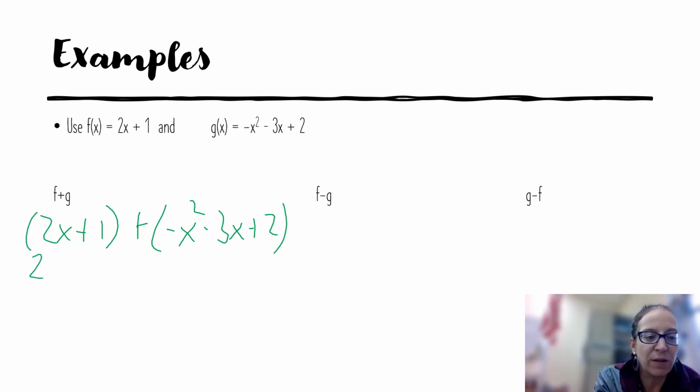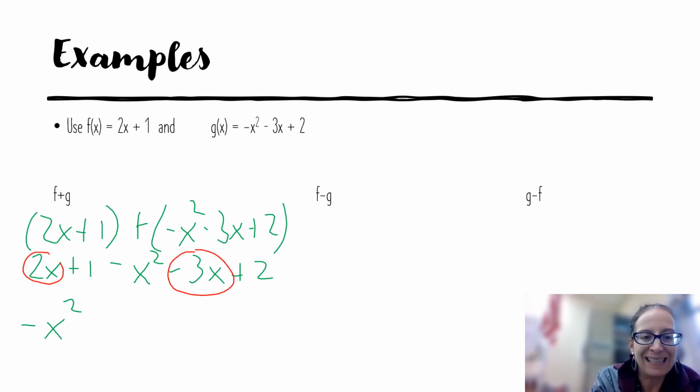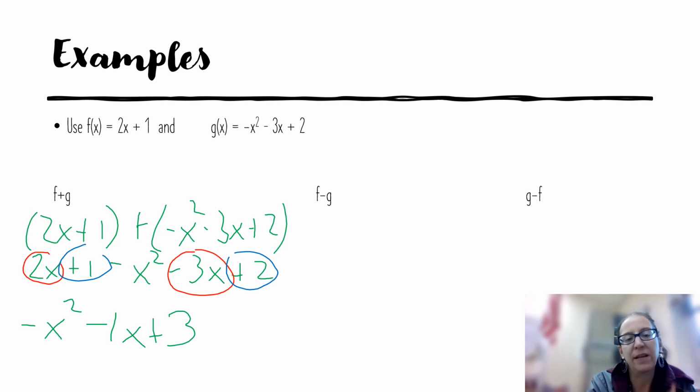So just removing the parentheses, we have 2x plus 1 minus x squared because it's negative minus 3x plus 2. And then we'll combine like terms. We have no like terms with the x squared, but we do have 2x minus a 3x, which is going to give us negative 1x, or simply negative x. And then we have 1 plus 2, which would be 3. And that's all you would do.